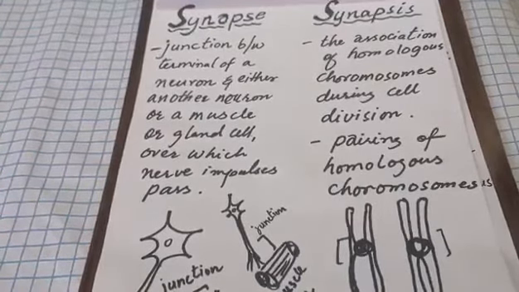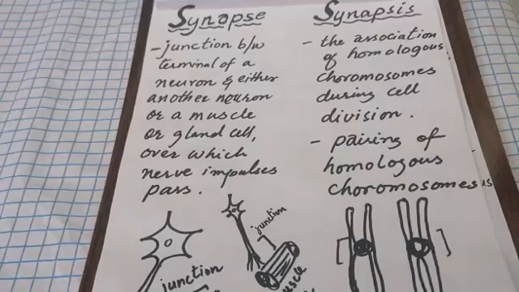In other words, synapsis. This synapsis is associated with cell division. During cell division, chromosomes align themselves. Before the cell division, they are not aligned like that, as I have drawn in the picture.